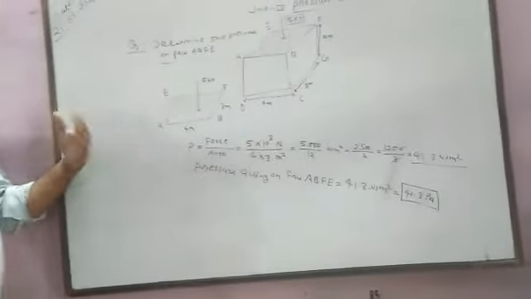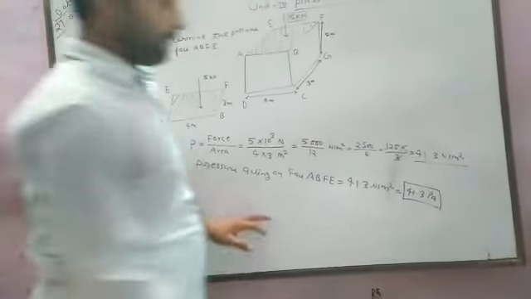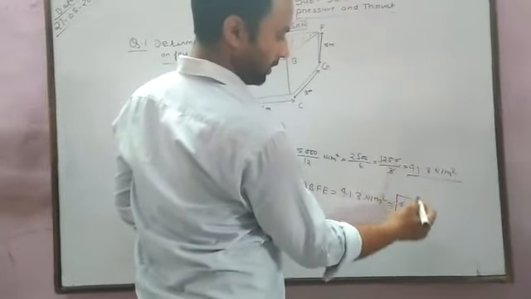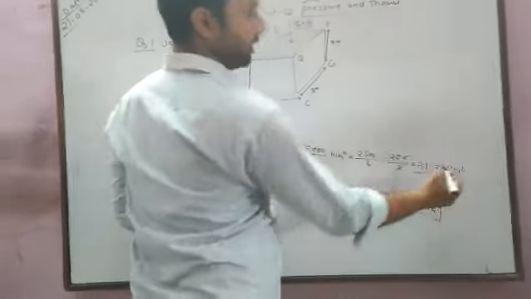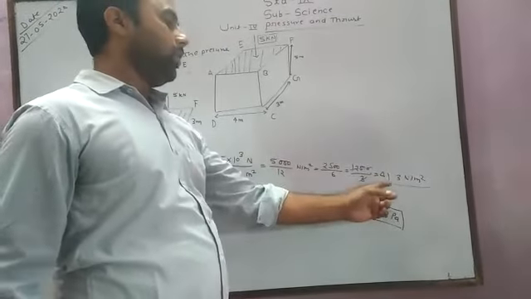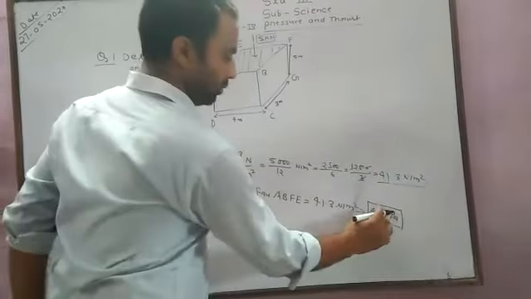We have to tell in this basic question, this is 416.7 Newton per meter square, 416.7 Pascal.